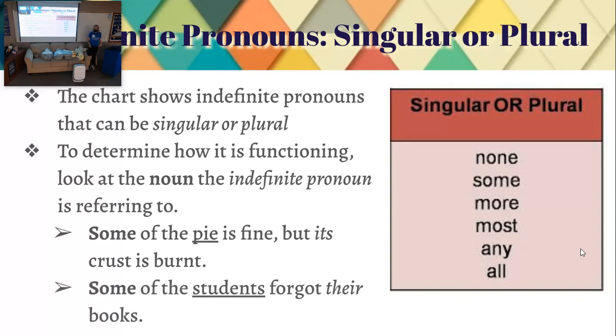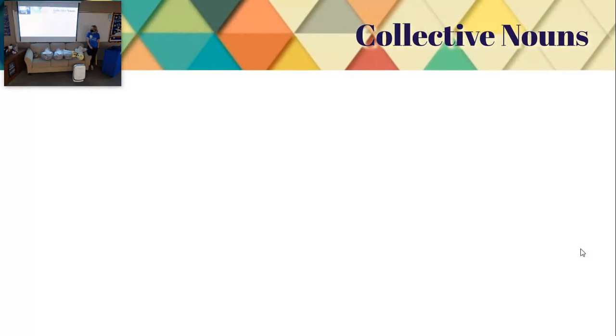So here would be an example of "some" being used plurally. Some of the students. Here, "some" is referring to students. It's referring to that plural noun, which means that "some" becomes plural. So when we use a pronoun later in the sentence, we need to make sure we use the plural pronoun. "Some of the students forgot their books." Kind of making sense? We're going to practice here in just a second. After this one, we'll do some practice with all of these.